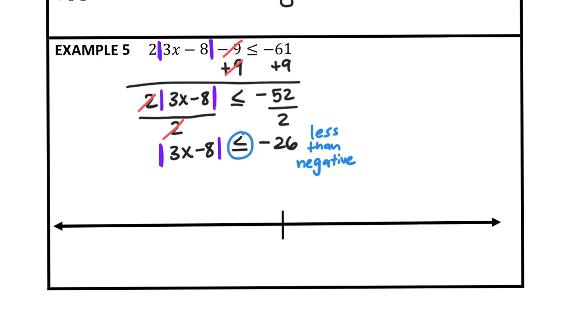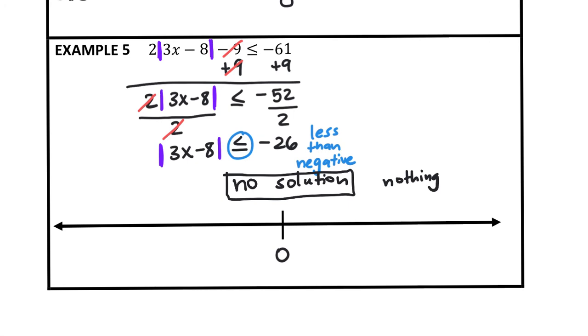So in this case, there's no solution. Okay, there's no solution, and so on my number line, there's nothing to shade. There's no solution, so nothing is shaded. So nothing is shaded on the number line.